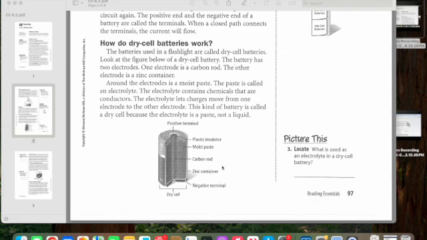Now in this we wanted to highlight the electrolyte contains chemicals that are conductors, and the electrolyte lets charges move from one electrode to the other electrode. So highlight those two sentences. And then we're going to answer, what is used as an electrolyte in a dry cell battery? Right, and this is just a moist paste, or you can just say a paste.